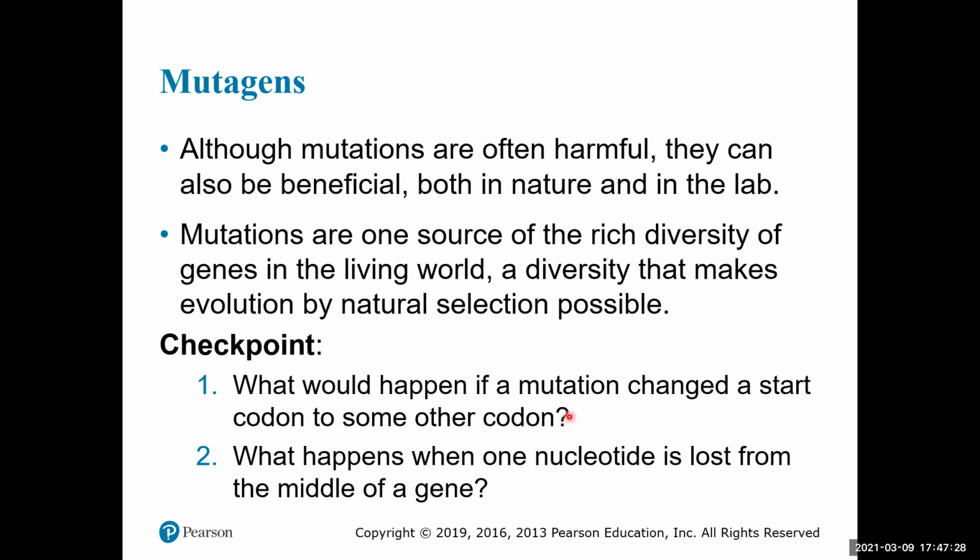Okay, so for the first one, if you have a mutation to change from a start codon to another codon, you basically end up with a non-functional gene, because the tRNA doesn't know where to start, doesn't know where the methionine should be placed, so you won't get a polypeptide being made. You have a non-functional gene. You won't have any translation being initiated.